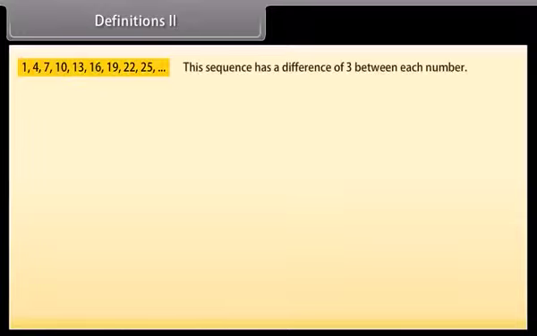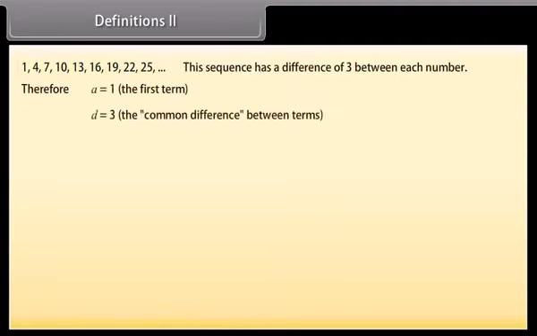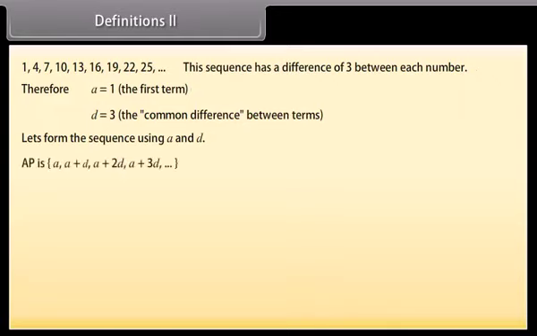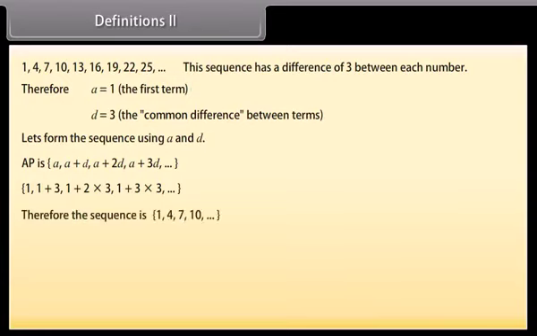Look at this example now. We can see that this sequence has a difference of 3 between each number. Therefore, A is equal to 1, the first term, and D is equal to 3, the common difference between terms. Let's form the sequence using A and D. We know AP is A, A plus D, A plus 2D, A plus 3D, and so on. Substituting the values of A and D, we get 1, 1 plus 3, 1 plus 2 into 3, 1 plus 3 into 3, and so on, which gives the sequence 1, 4, 7, 10, and so on.